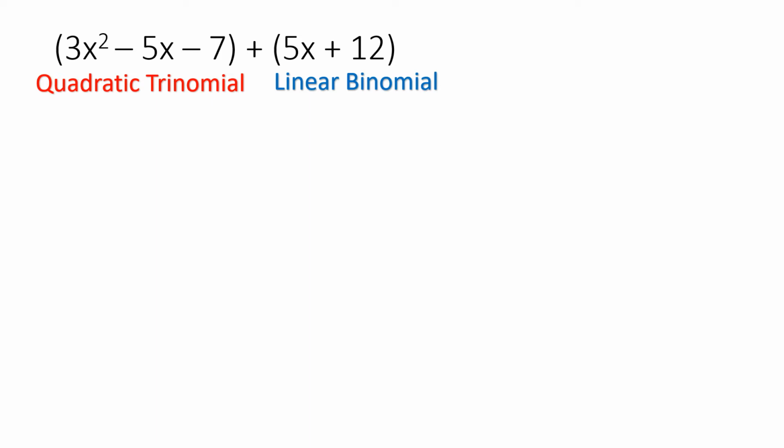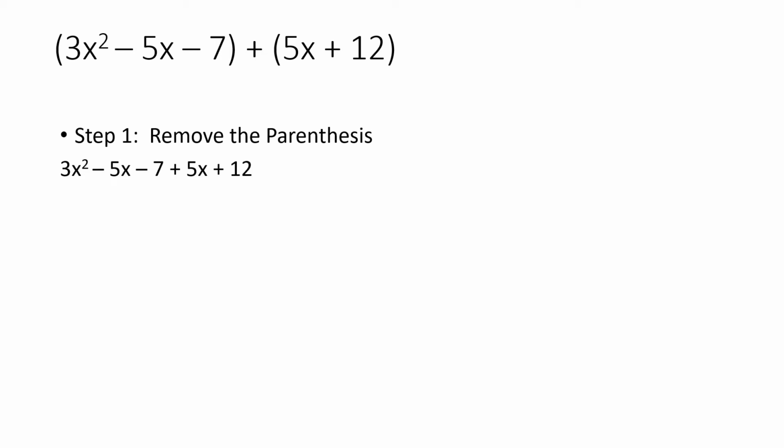So the first step is you just simply want to remove the parentheses. So it's just going to look very simply like 3x squared minus 5x minus 7 plus 5x plus 12. Then you're going to want to combine any like terms.